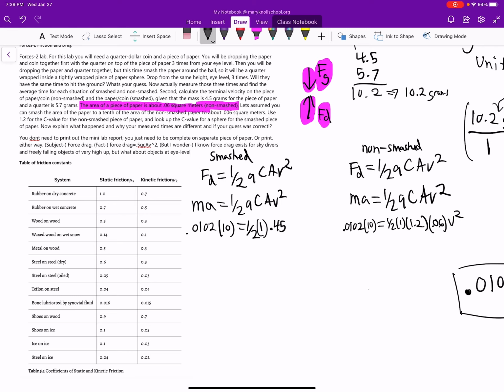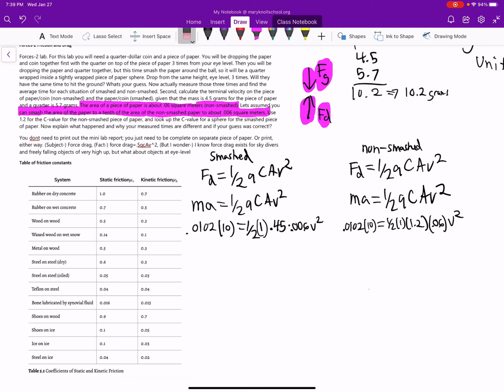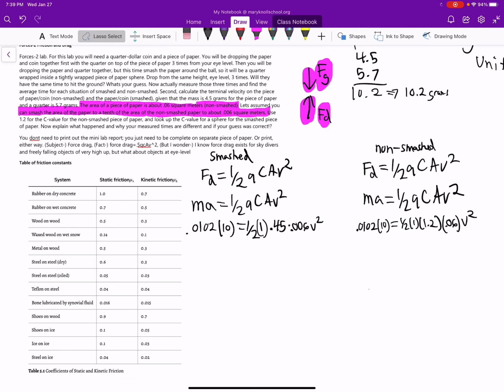Okay, and this one, the area, it looks like we smash the paper to 1/10 of the area. So we have to divide 0.06 by 10, but it looks like it's already giving it to us, 0.006. Okay, times 0.006 v squared. Okay, separating these out a little bit again. So let's go ahead and simplify both sides.